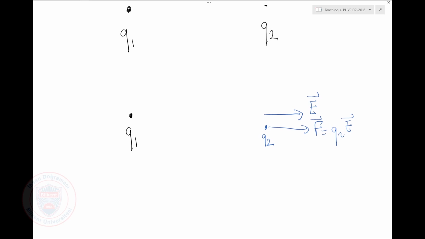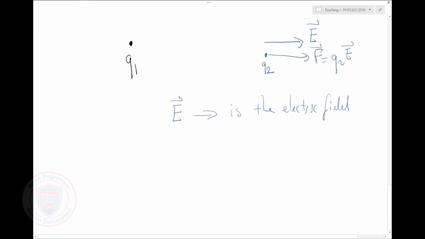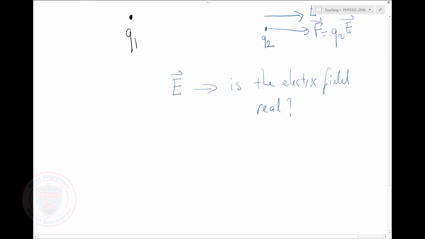The way I write the electric field, it looks like a mathematical trick. The question is, is the electric field real? Now, would you say that an electron is a real object? No? You don't think an electron is real? It's not an object? No, the electron can be by itself.